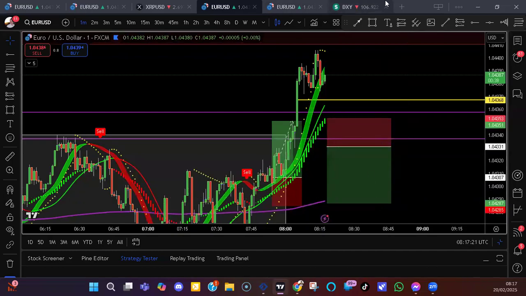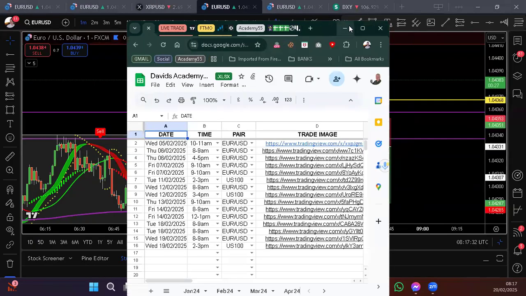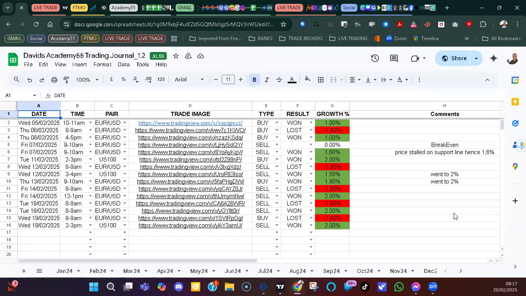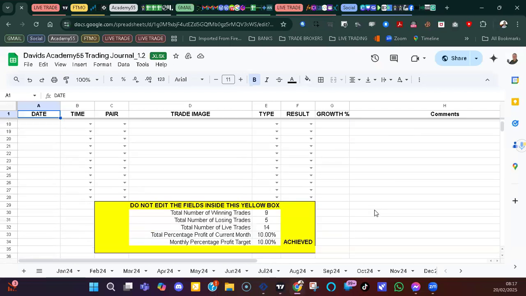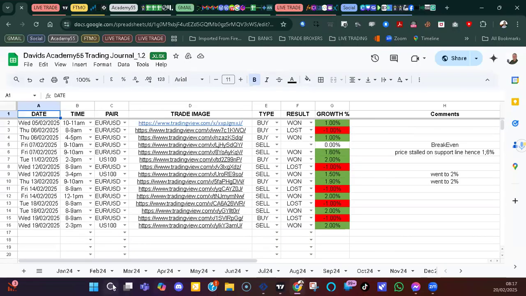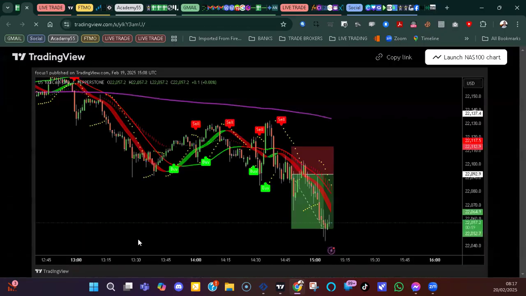Myself, I've got some good news on my personal trading, in front of you guys, the live bit. And that is, if I just quickly show, for the month of February I have achieved my 10% target. If we just go on there, this is the latest one. Click on TradingView. That's the sell I took yesterday on the US 100.